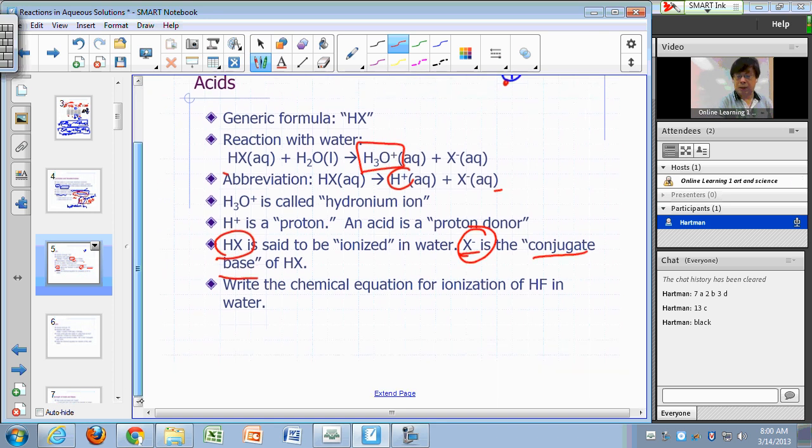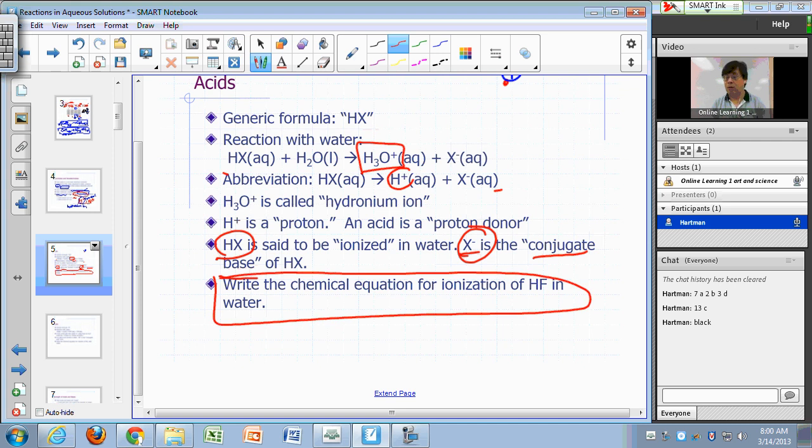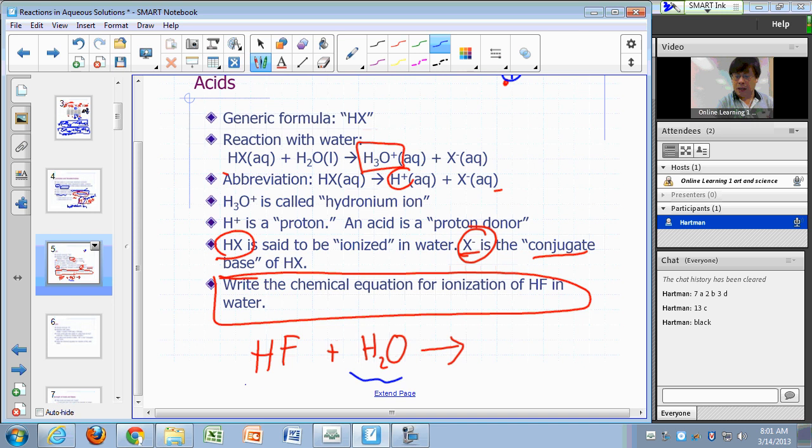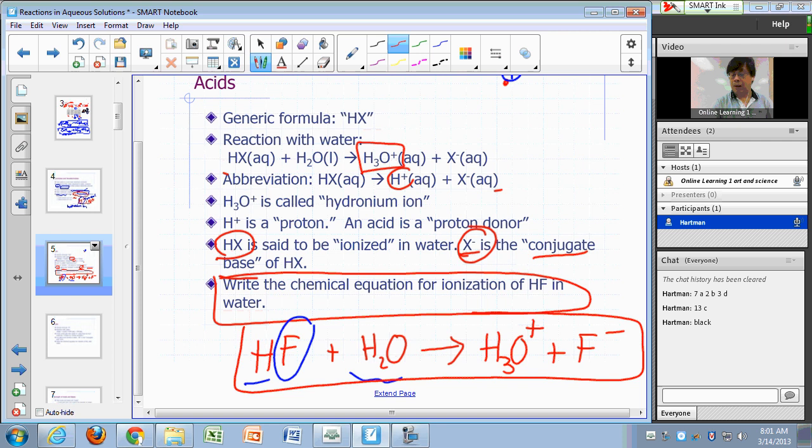So here's a question that says, write the chemical equation for the ionization of HF in water. You're going to say, all right, HF is an acid, hydrogen fluoride. It ionizes in water, so it reacts with a water molecule. Your water molecule picks up a proton from the HF. That gives you H3O plus. And what's left behind? You just have fluorine with a negative charge, so a fluoride ion is left behind. So this would be the chemical equation for the ionization of HF in water.